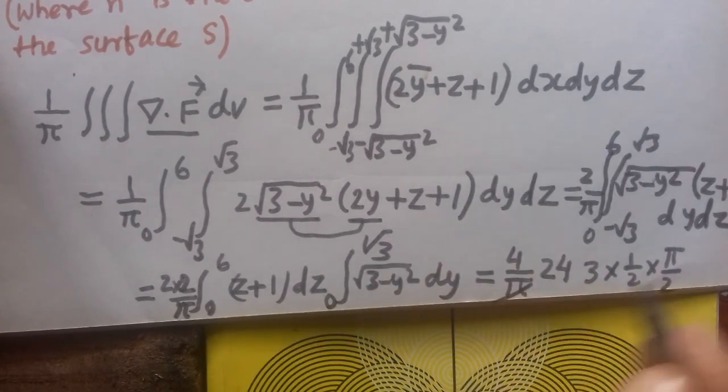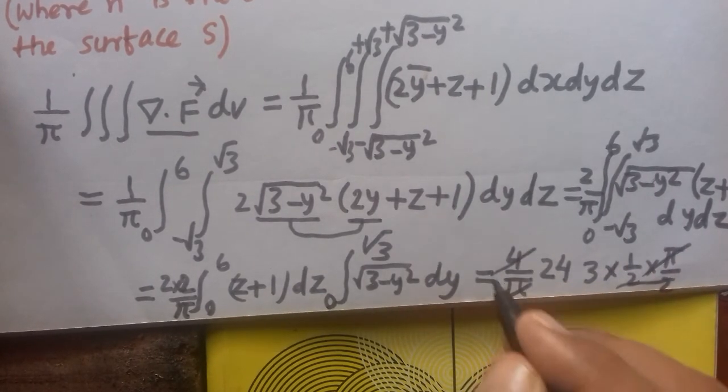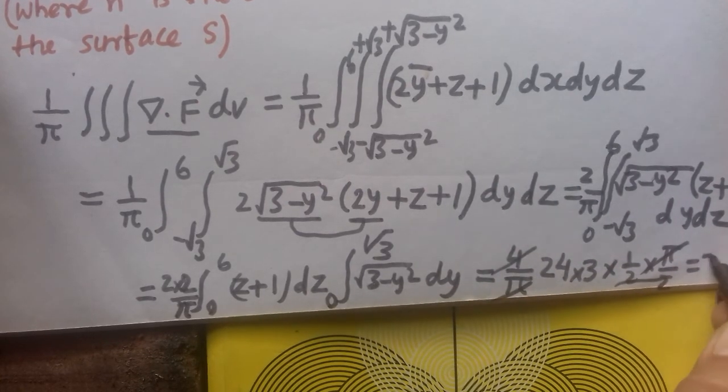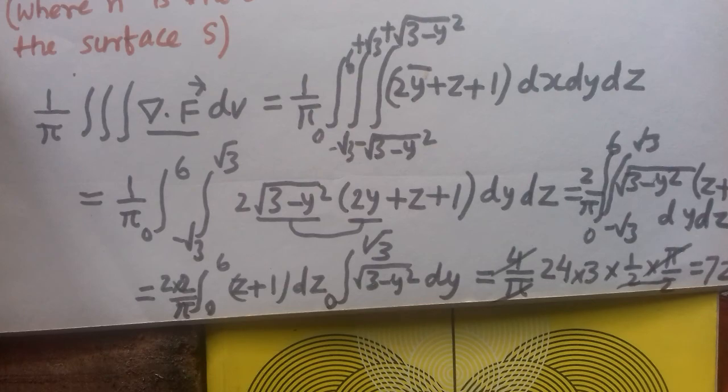So this pi gets cancelled, this also, so it remains 24 into 3, that is 72. 72 is the right answer.